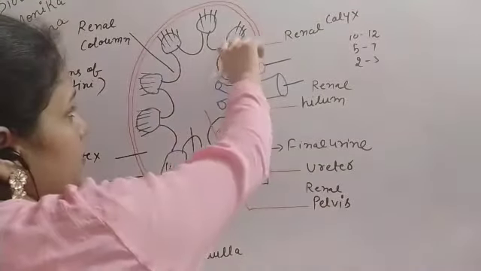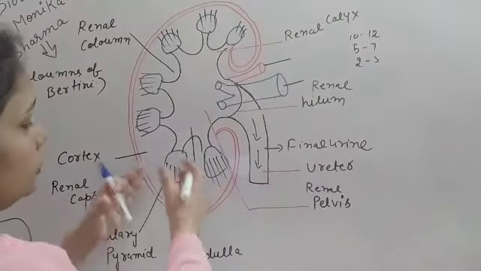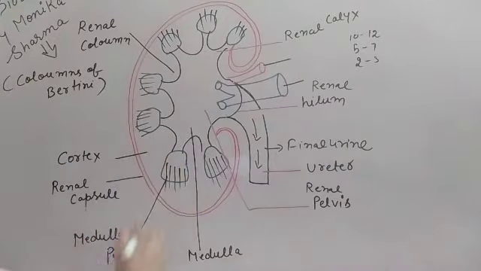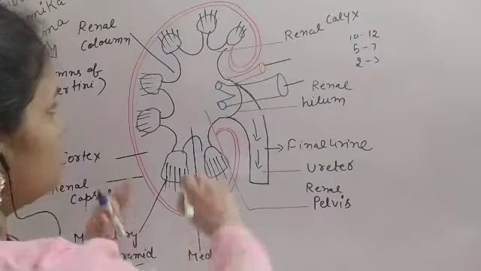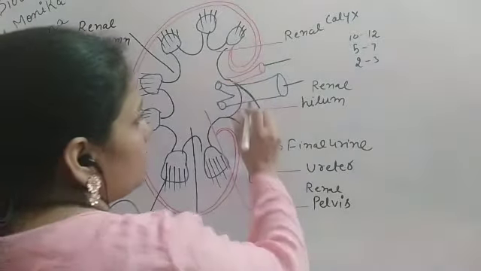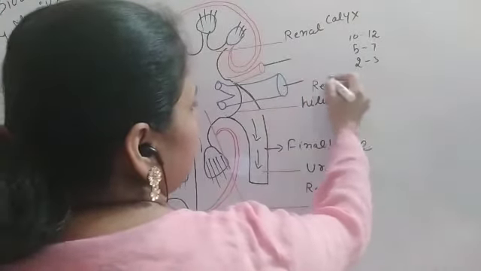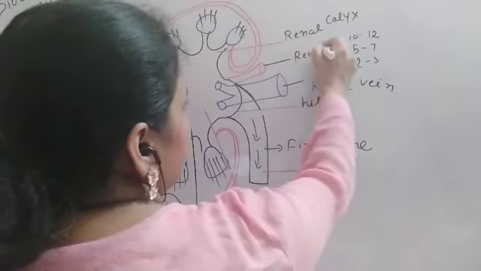Then these calyxes have the pyramid, meaning the medulla part of the kidney has pyramid like structures, and these pyramid like structures are known as medullary pyramids. Because these pyramids are present in the medulla, we can say medullary pyramids. So that is the diagram of the longitudinal section of the kidney, and in the hilum the blood vessels are also entering. So this is the renal vein, and this is the renal artery.